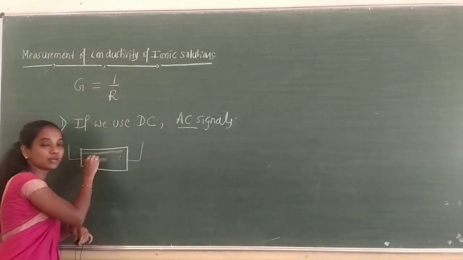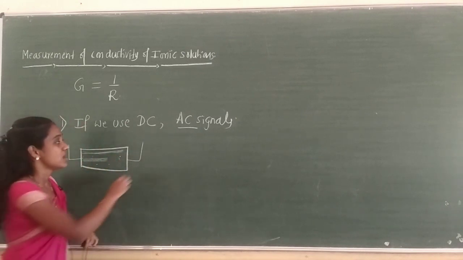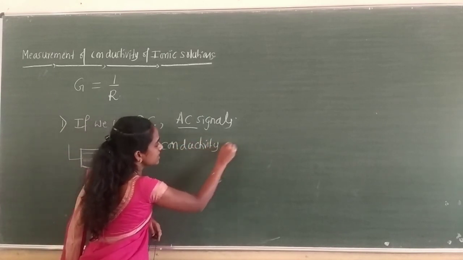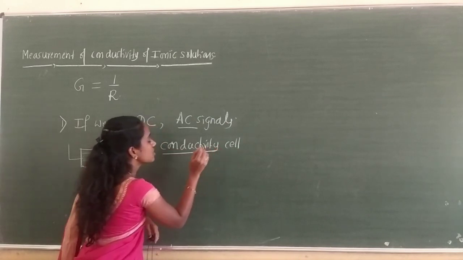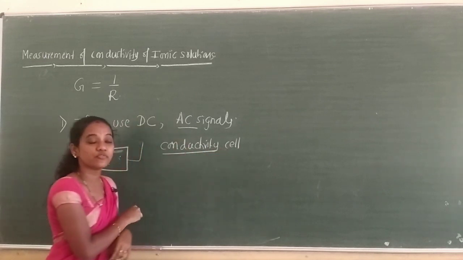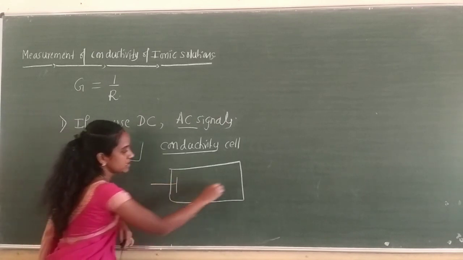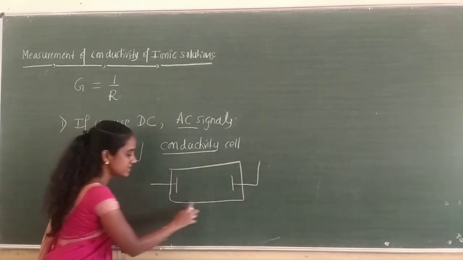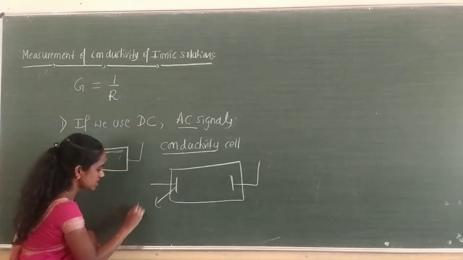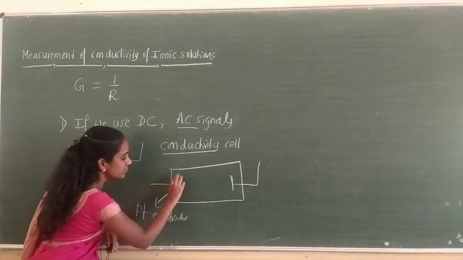So in order to overcome that problem, what we have to consider here is one specially designed cell, which is called a conductivity cell. The conductivity cell is a device which consists of platinum electrodes. These are platinum electrodes coated with platinum black.